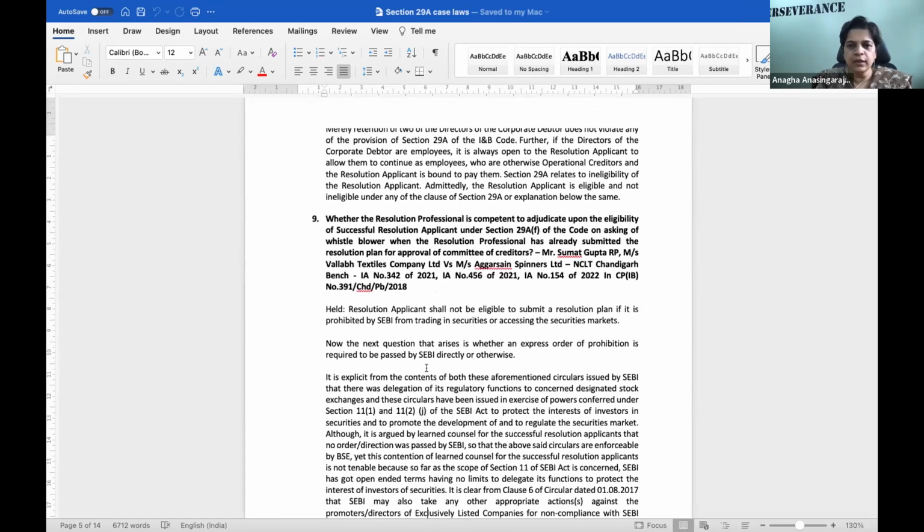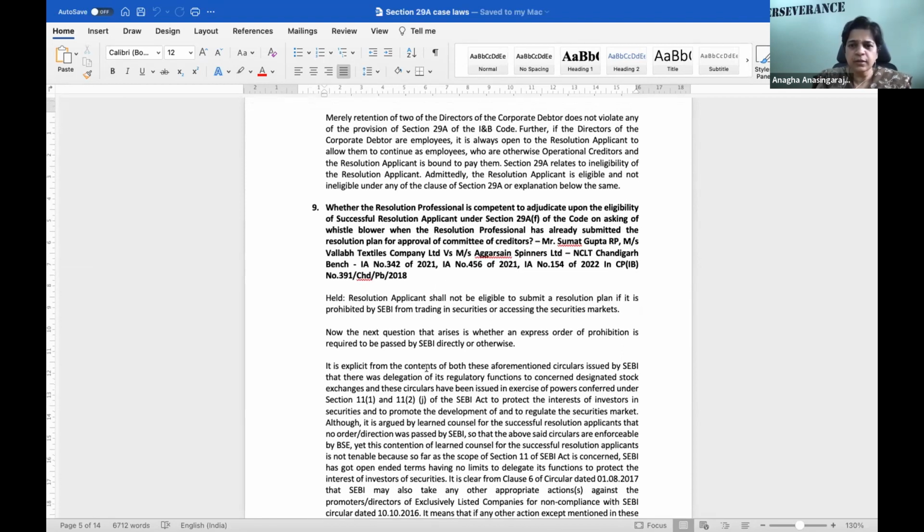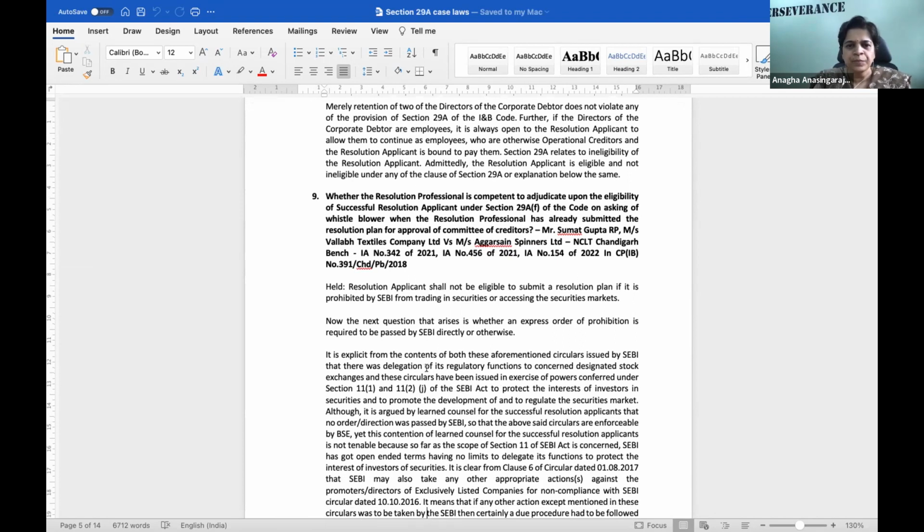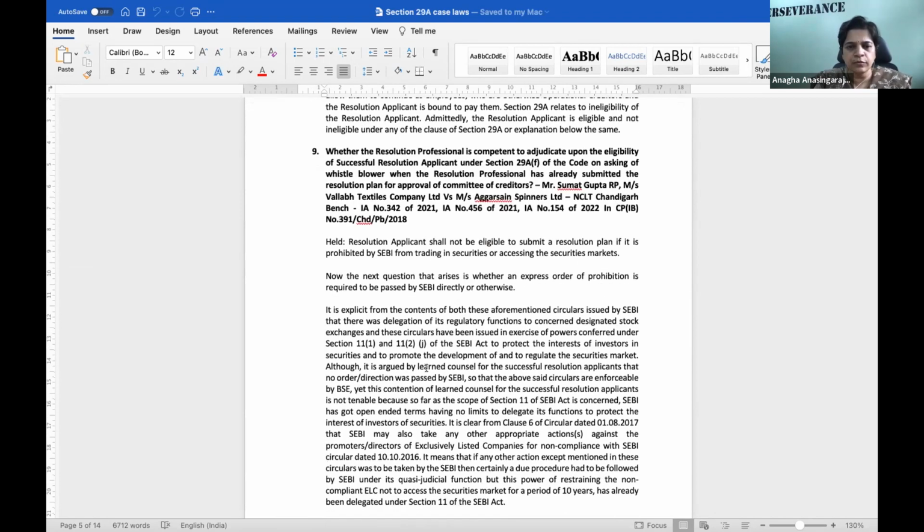Now, the 9th one is again relevant for us: whether the RP is competent to adjudicate upon the eligibility of the successful applicant under 29A(f) of the Code, on the asking of the whistleblower, whether the RP has already submitted the resolution plan for approval of the committee. In this particular case, what was held was that the resolution applicant shall not be eligible to submit a resolution plan if it is prohibited by SEBI from trading in securities or accessing the securities market.